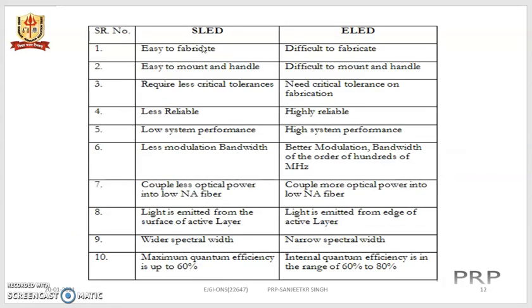Now we can compare the surface emitter LED and edge emitter LED based on different parameters. It is easy to fabricate the surface emitter LED, whereas it is difficult in the edge emitter type. Surface emitter is less reliable; edge emitter is highly reliable. Surface emitter system is low performance; edge emitter system is high performance. Maximum quantum efficiency is up to 60% for surface emitter, and in edge emitter we have 60 to 80% quantum efficiency.